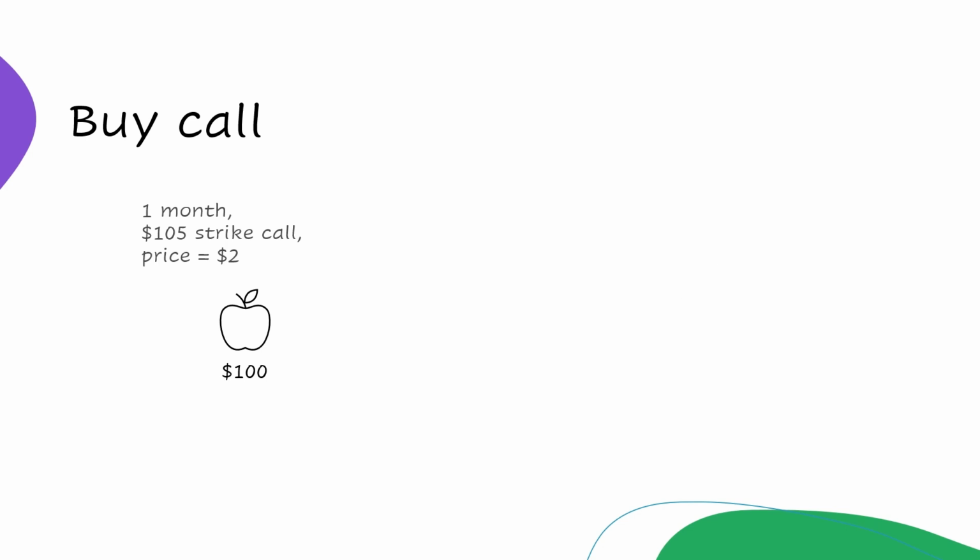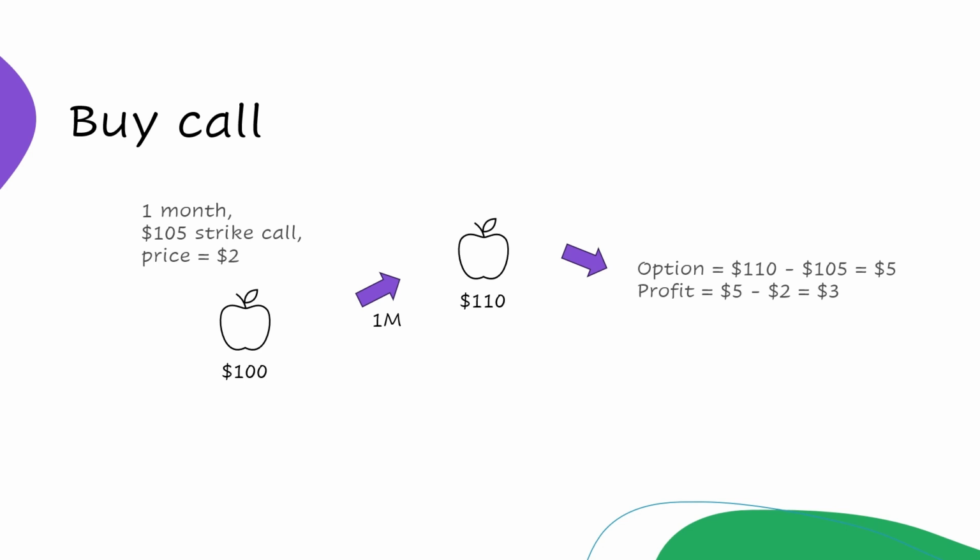The trader can also choose to sit with the call option until maturity. If Apple goes up to $110 after 1 month, then the option payoff at maturity will be $110 minus the call strike of $105. This equals $5. Therefore, the profit for the call buyer will be $5 of call payoff minus $2 of premium, which equals $3.